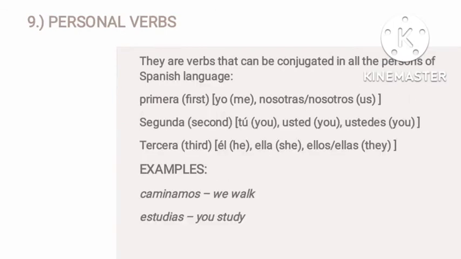The ninth one is the personal verbs. They are the verbs that can be conjugated in all the persons of the Spanish language.